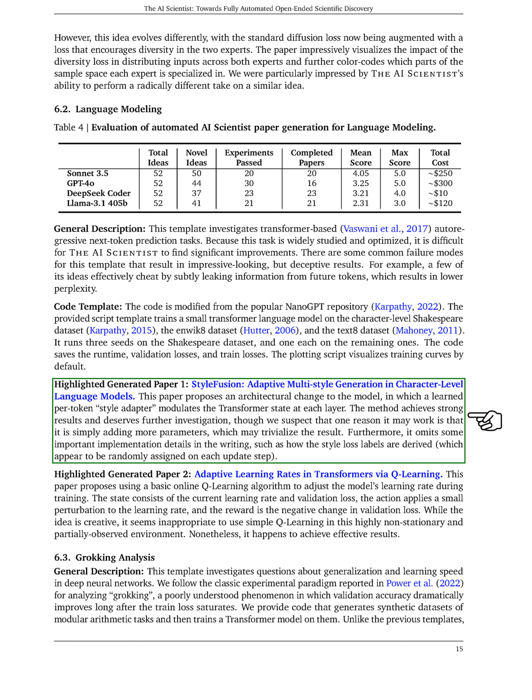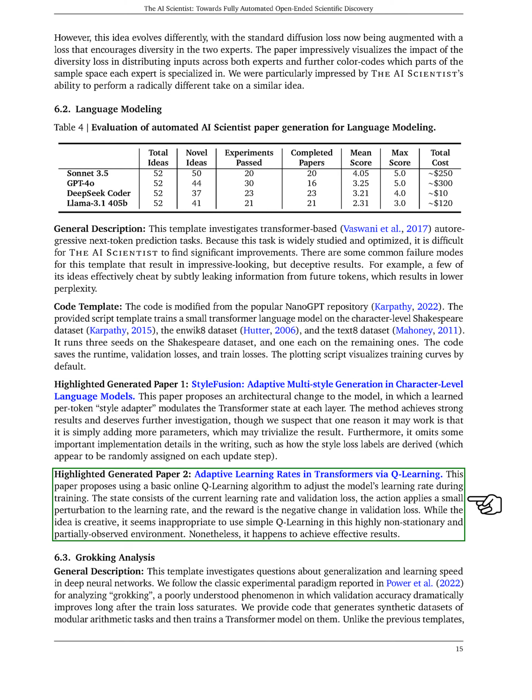The first proposes an architectural change by introducing a learned style adapter for each token, which adjusts the transformer state at every layer. While it shows strong results, we suspect that the addition of more parameters may trivialize the findings, and it lacks clarity on how style loss labels are determined.